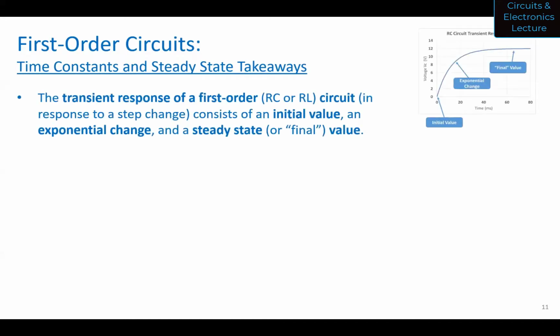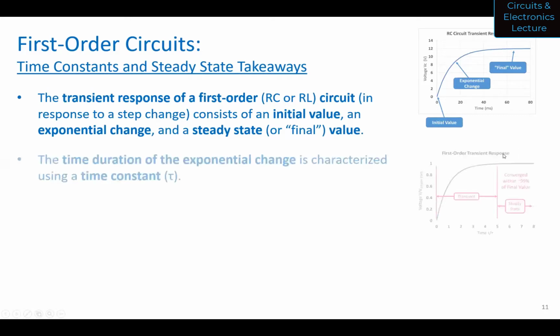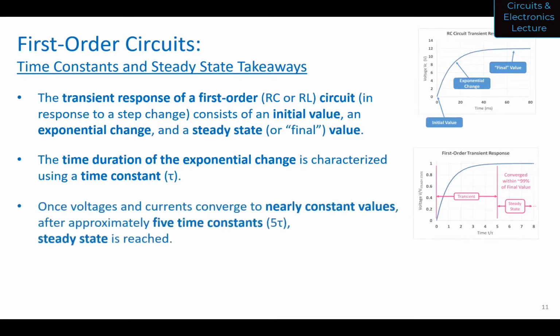We talked about a transient response of a first order circuit, and that's a change in voltage or current after a sudden change happens, after a step change happens. And it consists of an initial value, an exponential change, and a steady state or final value, right? So you can see that graph here in the upper right. The time duration of the exponential change is characterized by a time constant. And once you've reached about 5 time constants, we say that steady state or the final value has been reached. You're within 1% of your final value.